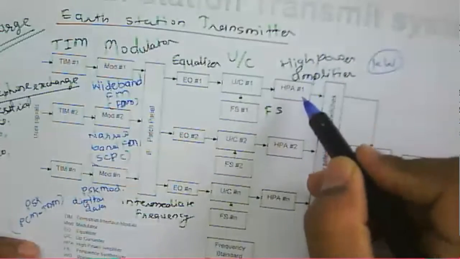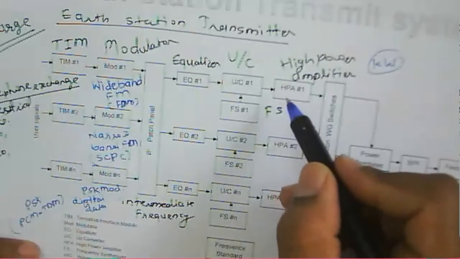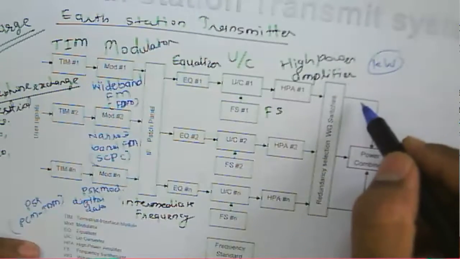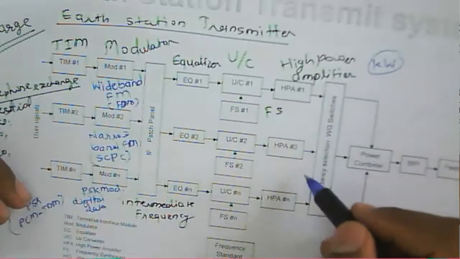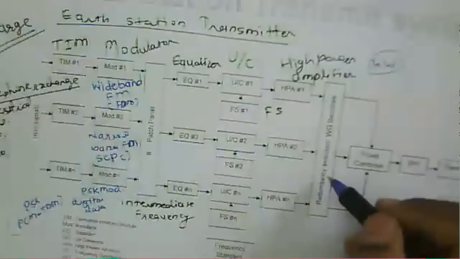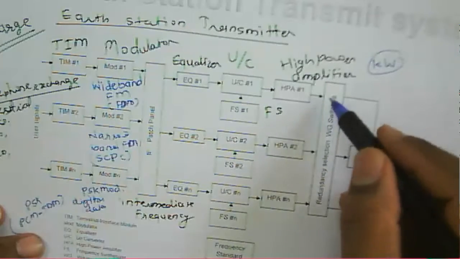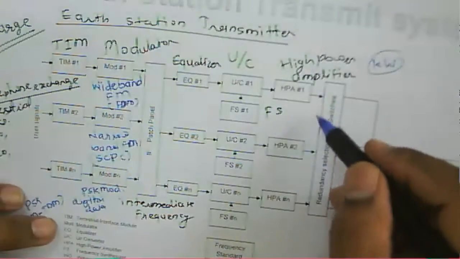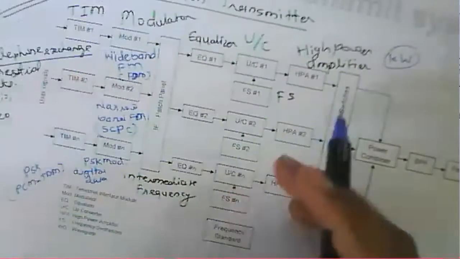So there is a high power amplifier, and that will amplify the signal to the appropriate level, and after that, the output of this particular power amplifier will be given to the waveguide switch here. Now the role of this waveguide switch is that it will just take the input from the various high power amplifiers.